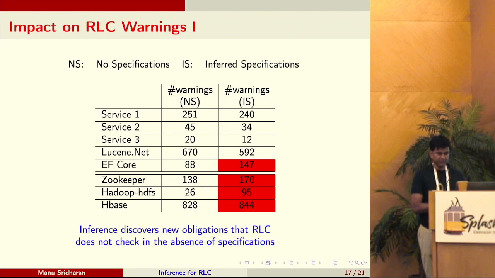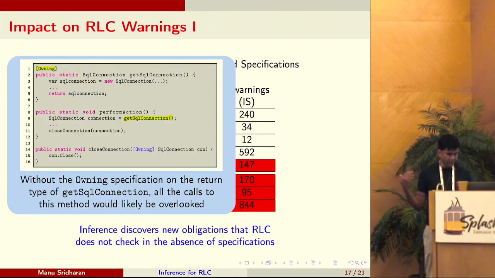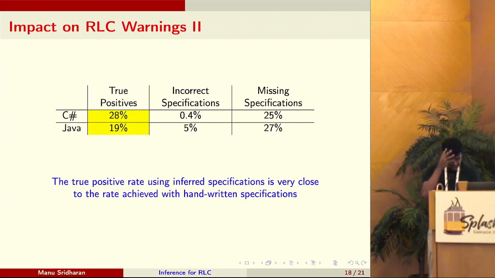And I want to argue this is actually a good thing. This is because our inference is discovering new obligations that actually need to be checked. And so it's again giving you errors in the right place. So for example here, with my original example, it will give you an error in the right place due to the inference.